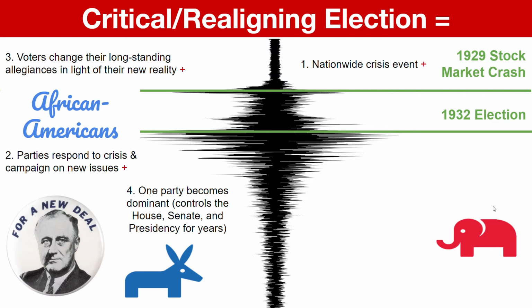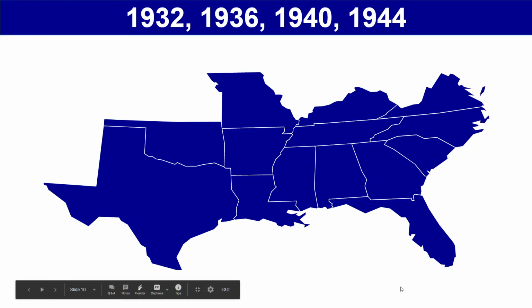And their response is going to be, well, we're not going to get African Americans back, it didn't seem like. So maybe we should start trying to get white Southerners on our side. And that's what they'll start to do. But 1932, and these 4 pieces of criteria, is an example of what happens, right, when there's a big realigning election. So here is what the South looked like starting in 1932.